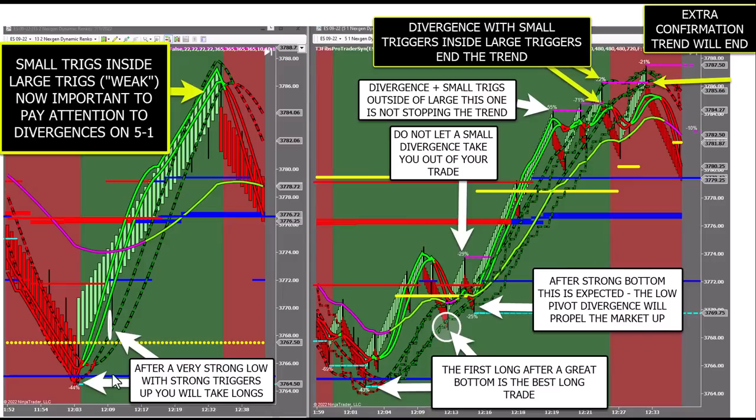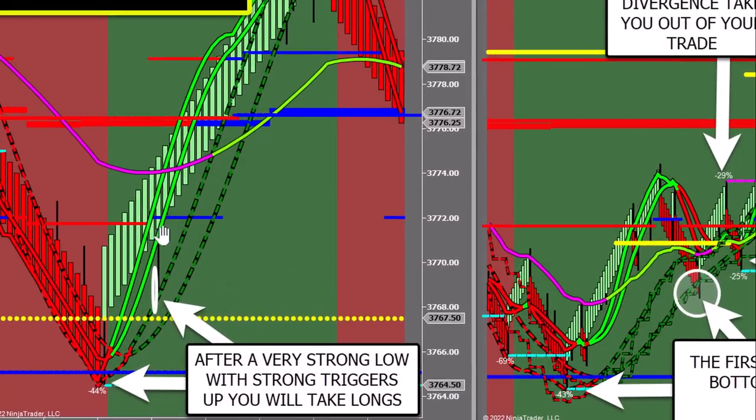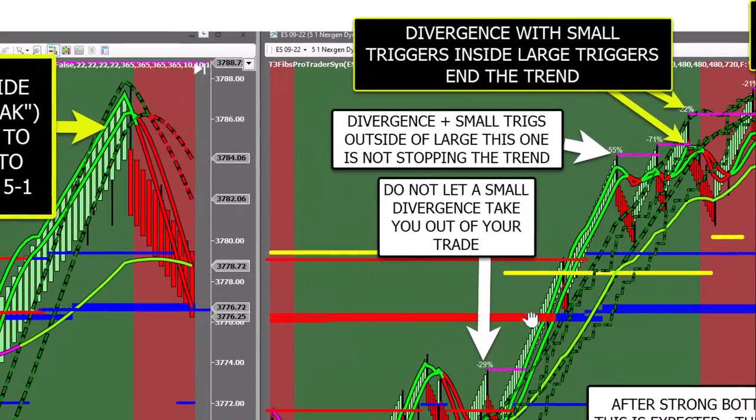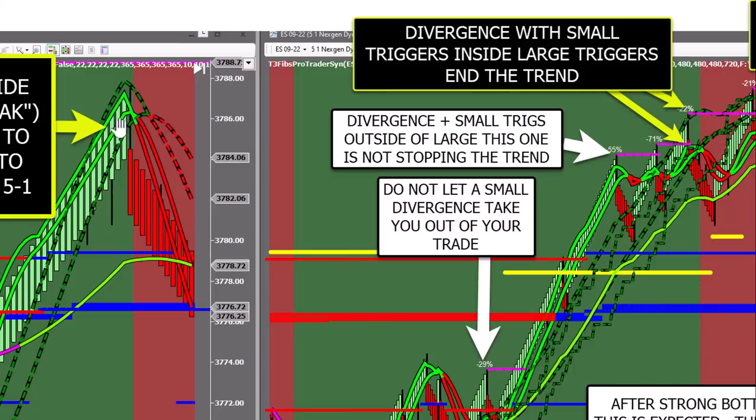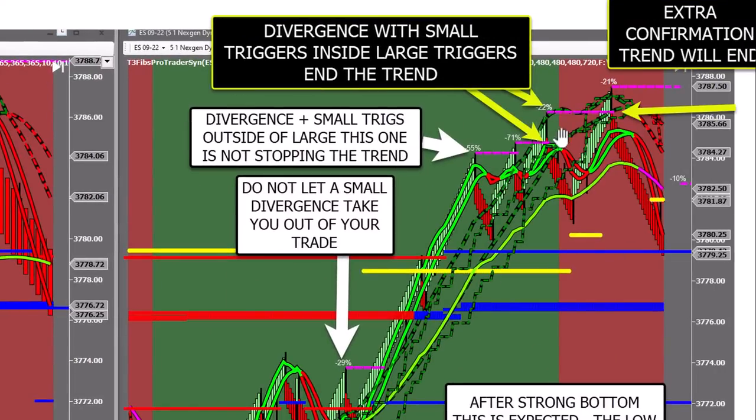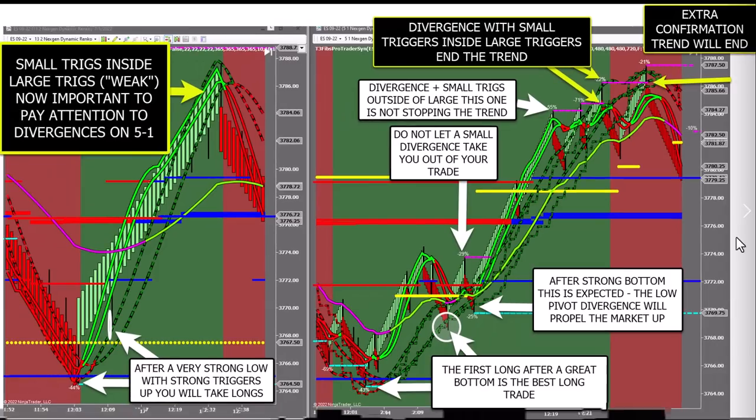So this is a very important picture. Strong bottoms on both charts, followed by a trend trade, followed by one little divergence that would ruin your day if you missed all the money. And again, that divergence happened in the context of strong bottom, strong triggers. That's why it can be ignored. The second version of that happened with a weak trigger line configuration on the 13-2 chart. So you have to really start paying attention to what's happening on your 5-1 chart.